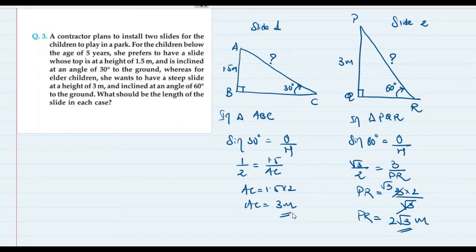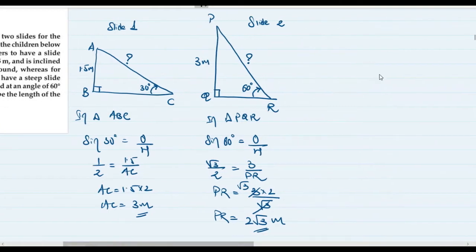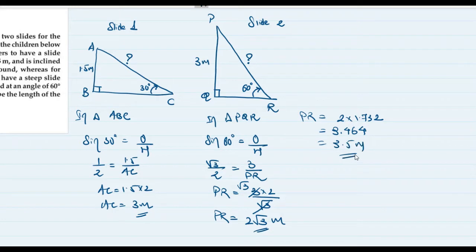Okay, so as I told you earlier, you have to convert the roots into decimals. So what you do is, PR is equal to 2 times 1.732, or 3.464, which is 3.5 meter. So the slide for children below 5 years, the length of the slide will be 3 meters, and slide 2 will have the length of 3.5 meters approximately.